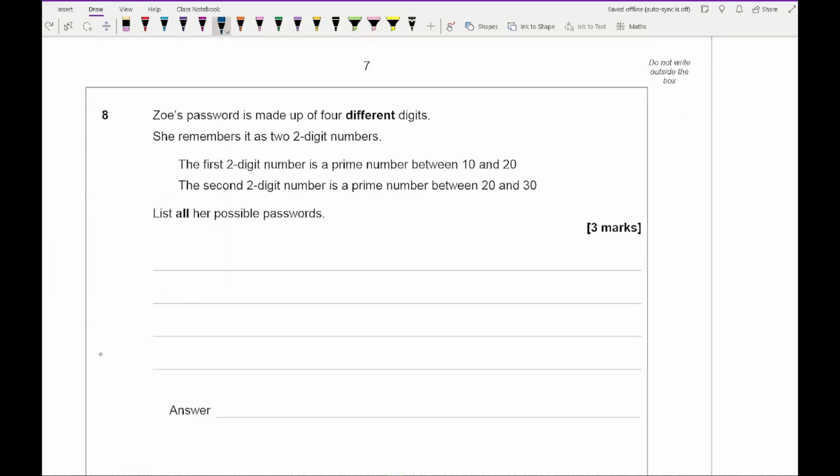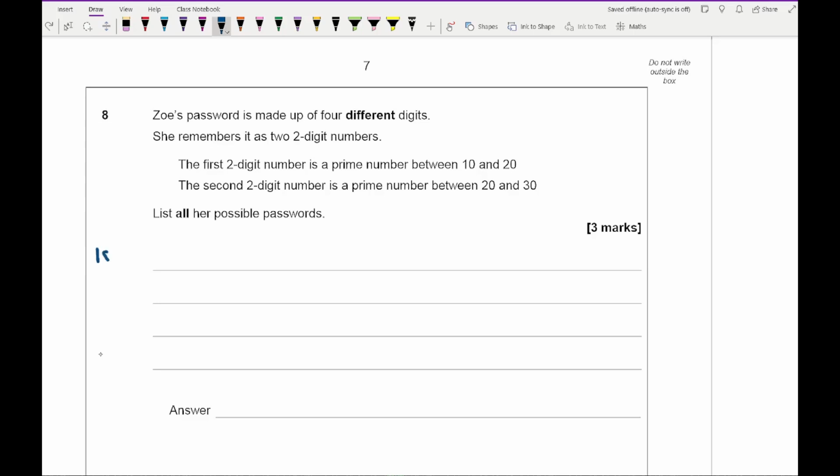Moving on to question 8, it says Zoe's password is made up from 4 different digits. She remembers it has 2 two-digit numbers. The first 2-digit number is a prime number between 10 and 20. The second 2-digit number is a prime number between 20 and 30. And the question is asking us to list all the possible passwords.